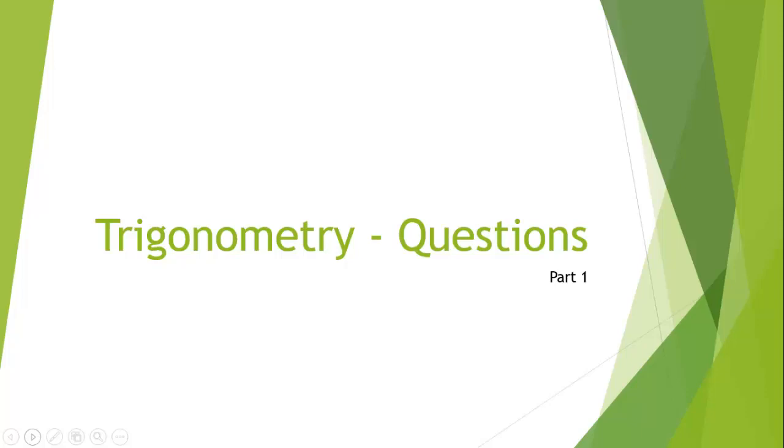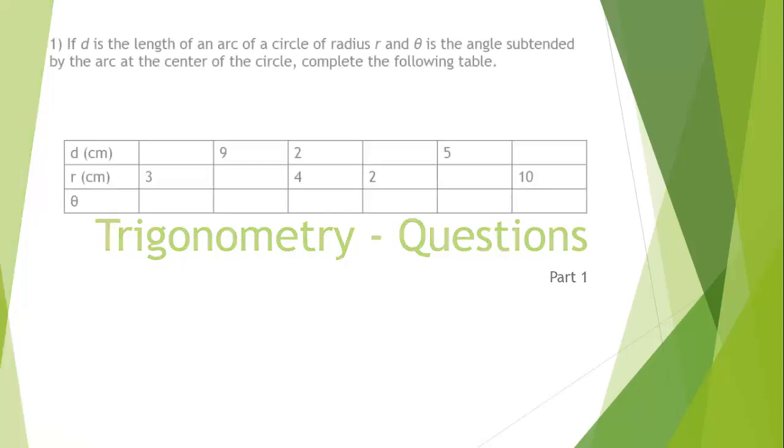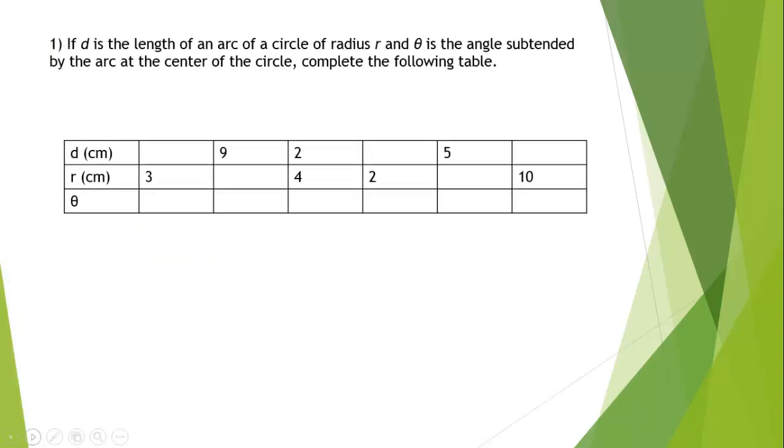Okay, now let's start working out the questions. You may pause the video to work out each of these questions. Question number 1. If D is the length of an arc of a circle of radius r and theta is the angle subtended by the arc at the center of the circle, complete the following table.